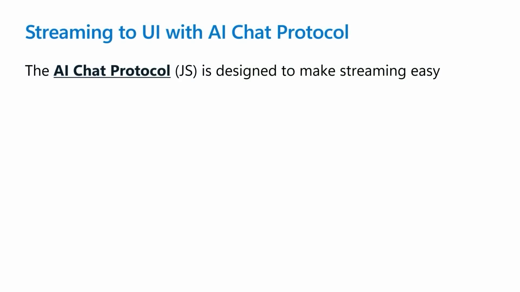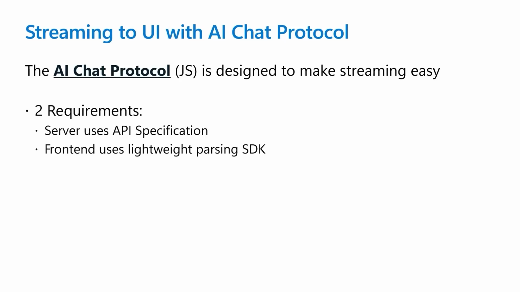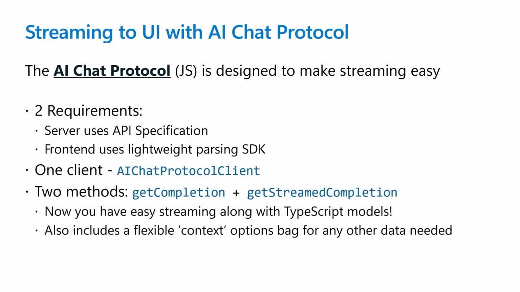The AI chat protocol is designed to make streaming easy. There's only two requirements. First, your server needs to use the API specification defined by the AI chat protocol. From there, the front end would now use a lightweight parsing SDK that we've created. There's one client, the AI chat protocol client. There's also two methods that you can use, the getCompletion method and the getStreamCompletion method. The getCompletion method is synchronous, and the getStreamCompletion method gives an asynchronous stream that you can iterate through. This gives you easy streaming along with TypeScript models.